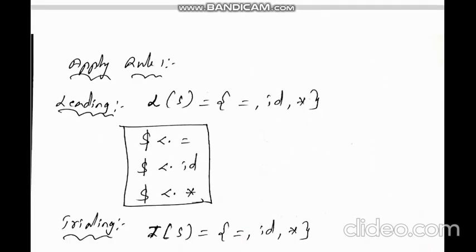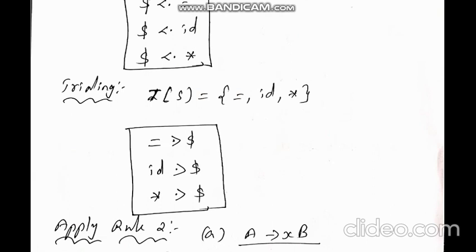So here, all the input in leading, we are going to call it small a. And here, all the input in trailing, we are going to call it small b, right? So we are going to do the same operation here, right?